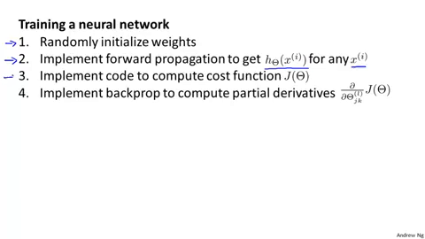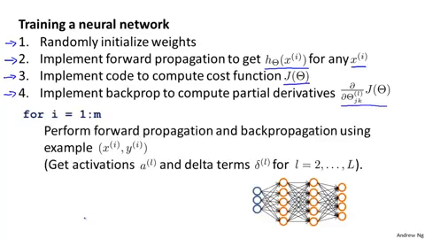We then also implement code to compute this cost function J of theta. And next we implement backprop, or the backpropagation algorithm, to compute these partial derivative terms, the partial derivatives of J of theta with respect to the parameters. Concretely, to implement backprop, usually we will do that with a for loop over the training examples.